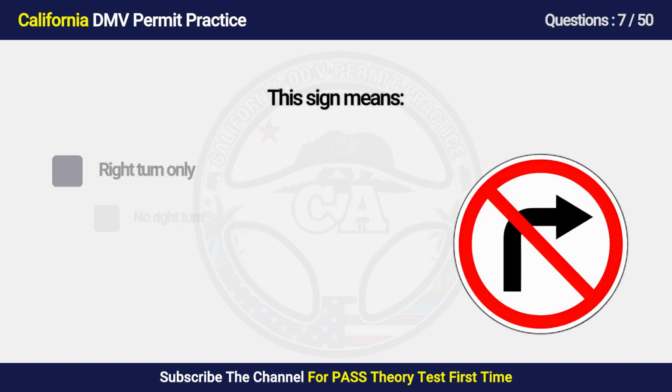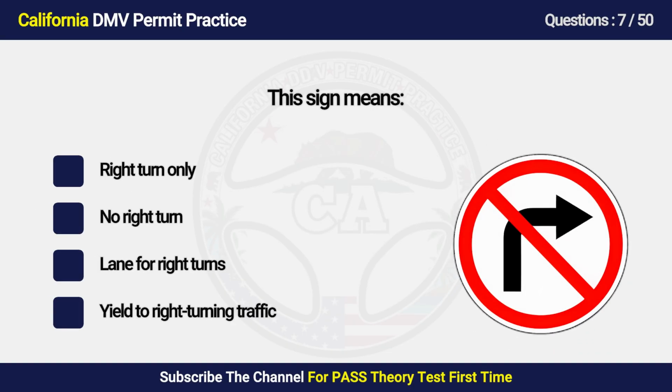Question 7. This sign means A. Right turn only. B. No right turn. C. Lane for right turns. D. Yield to traffic.